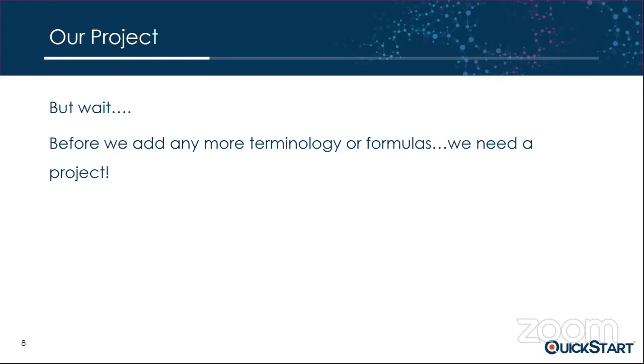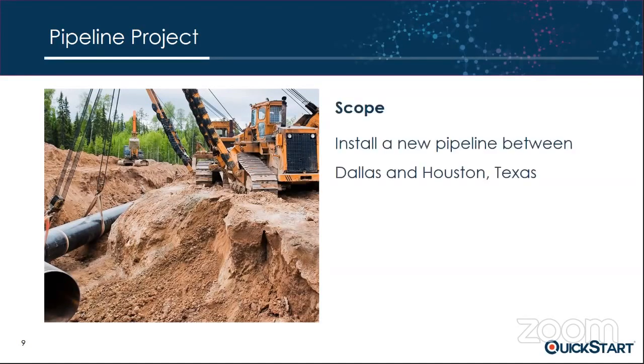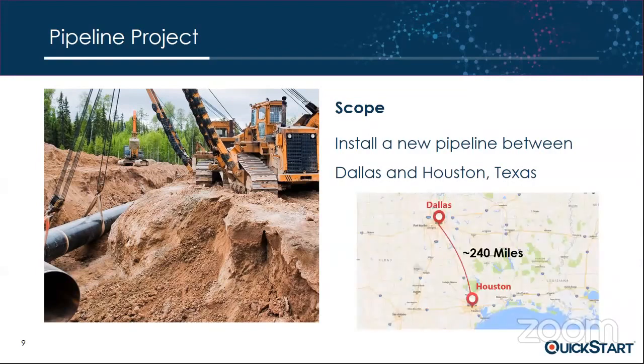So with that said, again, we need a project to take these concepts that are maybe somewhat new and foreign to us, to make them real world, to make them concrete and give them teeth. So without further ado, our project: we're going to have a pipeline project. The scope of this project is to install a new pipeline between Dallas and Houston, Texas, and it'll be roughly 240 miles, as you can see here in the picture on the map.